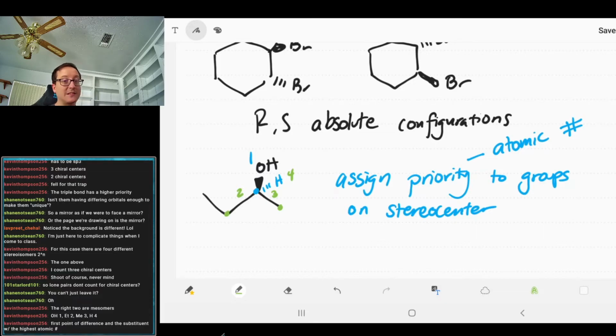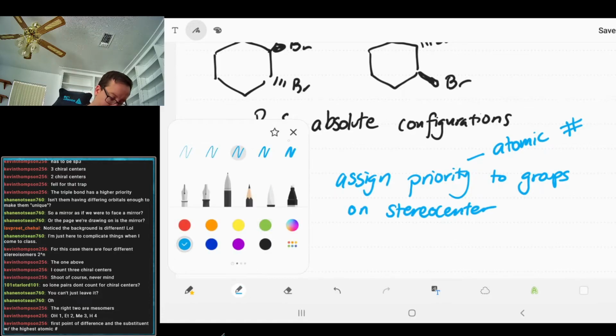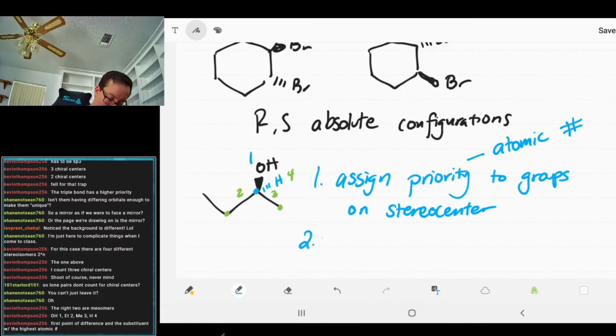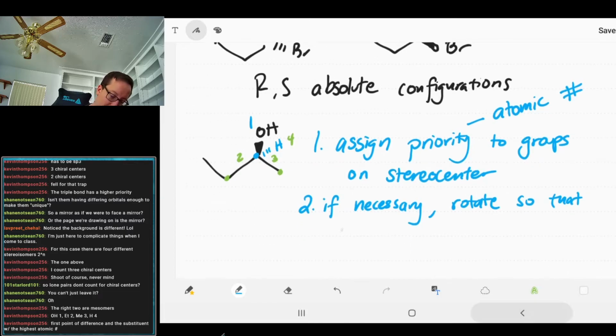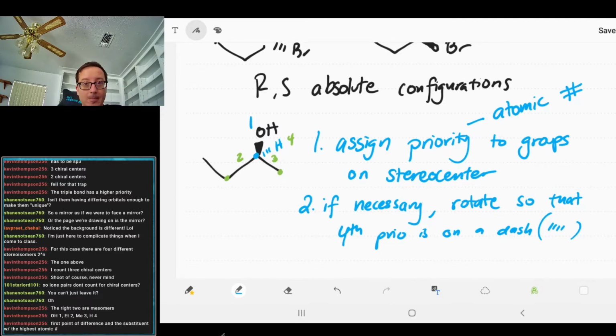So, first step is to assign priority. All right. What you want to do next, if necessary, it's not necessary here, is rotate so that fourth priority is on a dash. So that means in the back. So you want your fourth priority to be in the back. In this case, we're already there, so we don't need to rotate this.